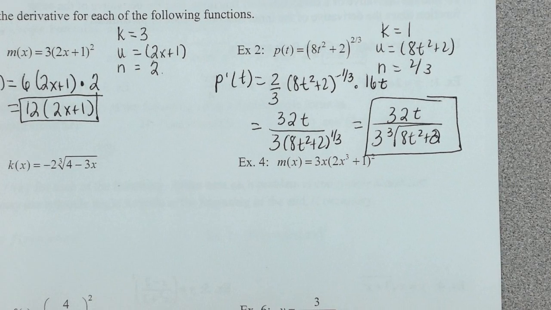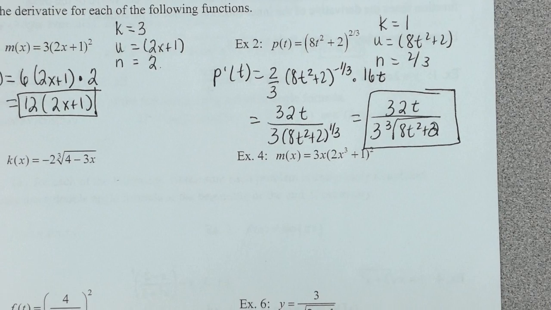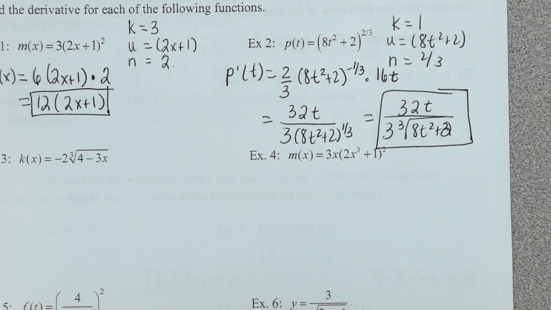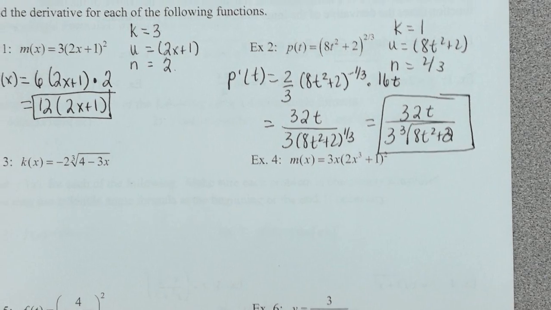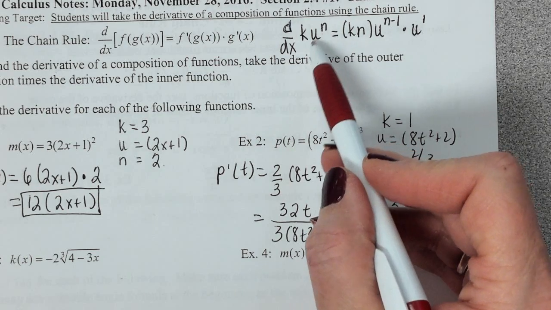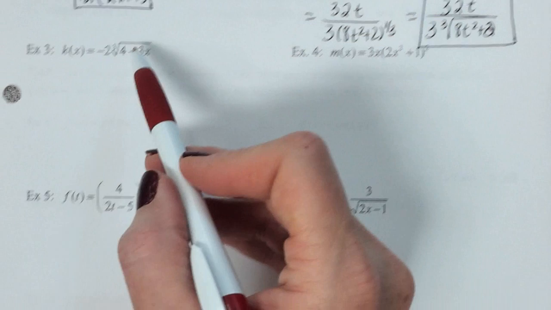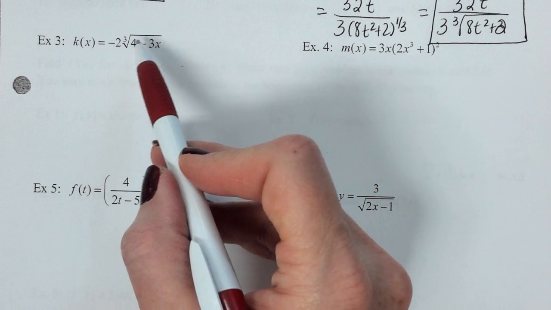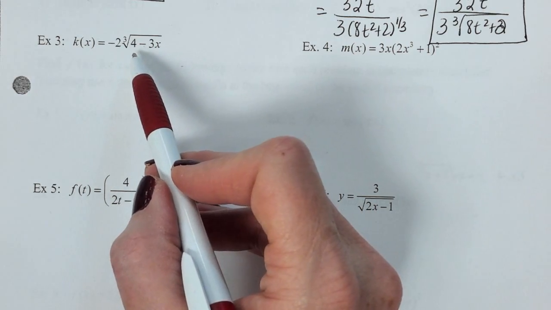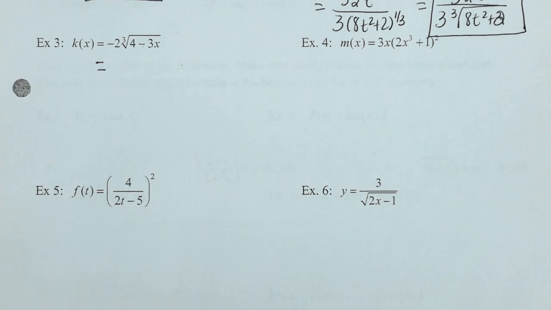Questions on that? That's the chain rule. We have to make sure that the problem is in the correct form in order to use the chain rule. To use the chain rule, we have to have k u to the n. U has to be something in parentheses. So looking at this problem, I need this to be in k u to the n form. It's not right now, it's in radical form. Who can tell me what this would be in the correct form? Casey?